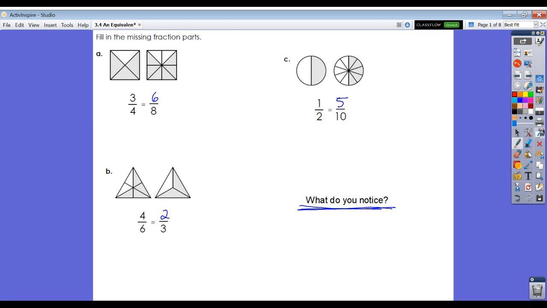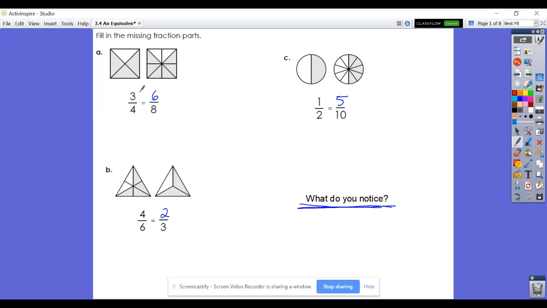So I'm wondering if anyone saw this. If anyone noticed that 3 times 2 brought you to 6, and 4 times 2 brought you to 8. So we were multiplying by the same number in the numerator and the denominator. Let's check if that worked for letter B.